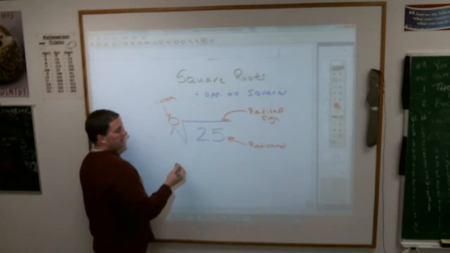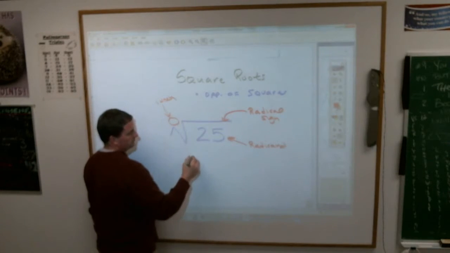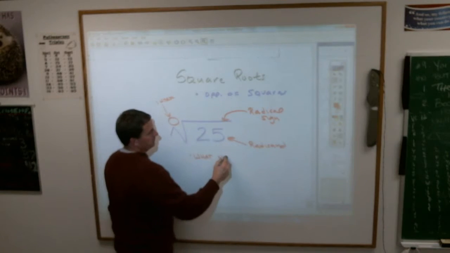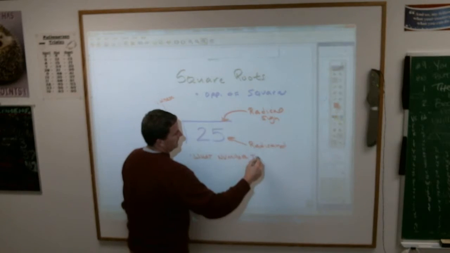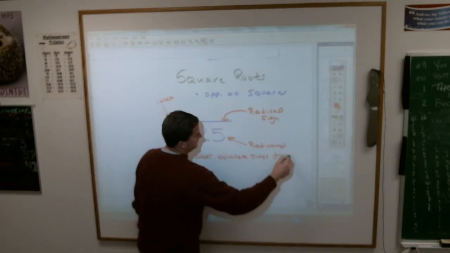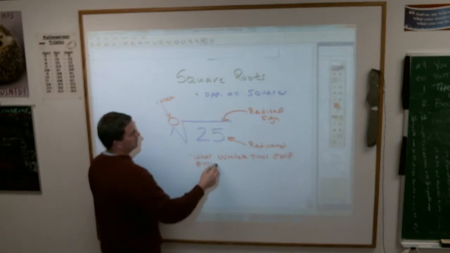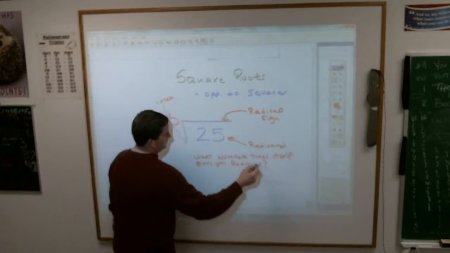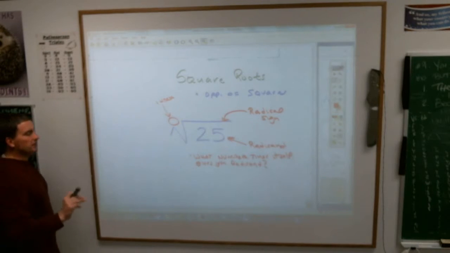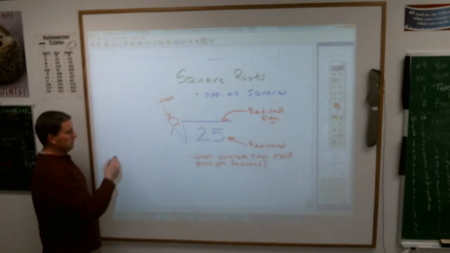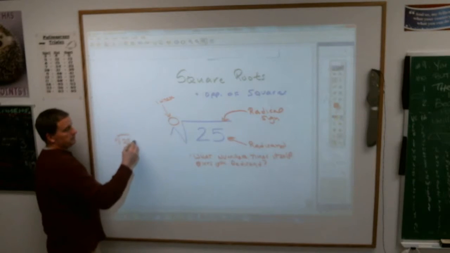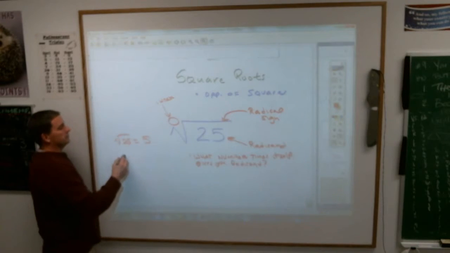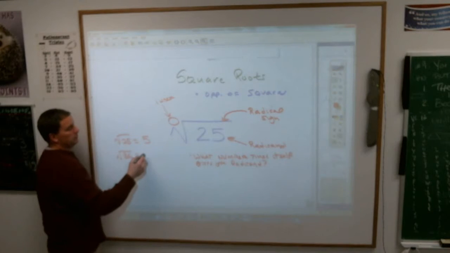And square roots simply ask you this. What number times itself, or squared, gives you the radicand? Okay, this has nothing to do with division. Nothing at all. So the square root of 25 is what number times itself gives you 25? 5. The square root of 36 gives you 6.